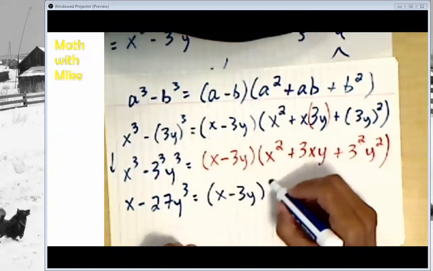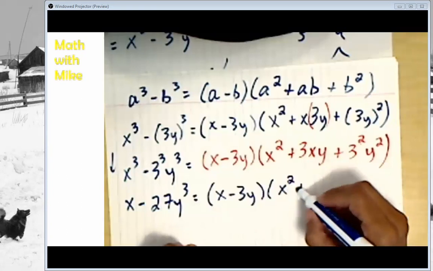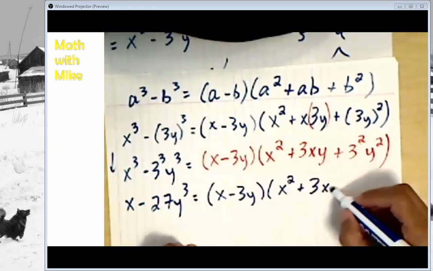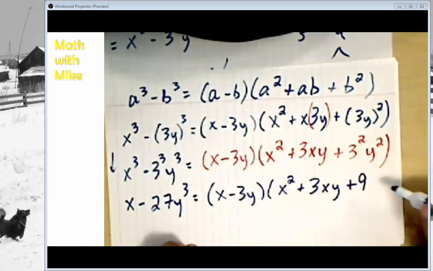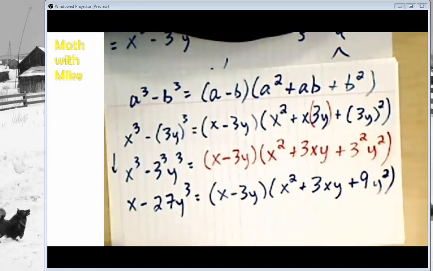Okay, so we get X squared plus 3XY. Nice, see, that turns into a 9. It doesn't stay as a 3, right? 9Y squared, close the brackets, done.